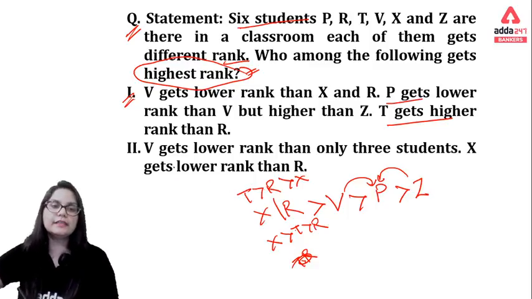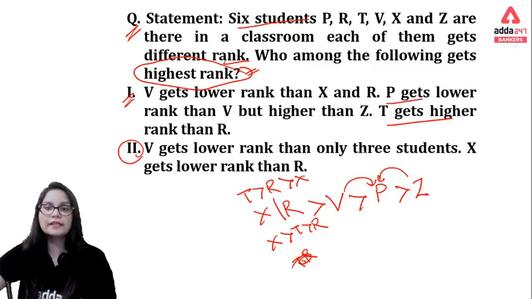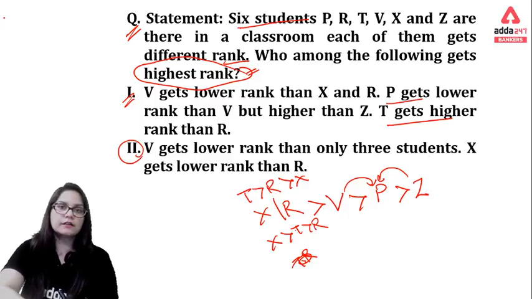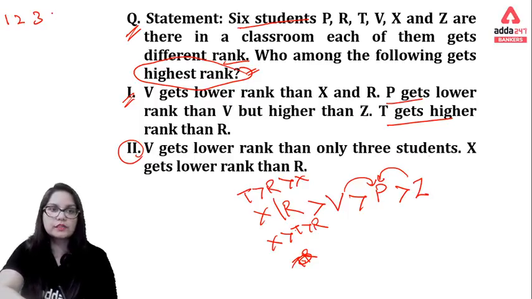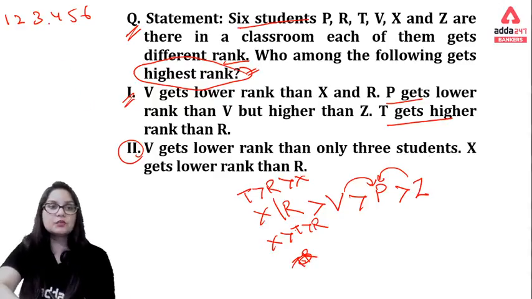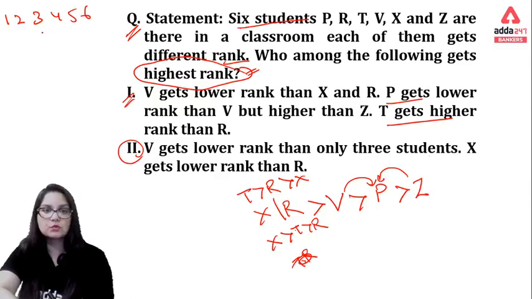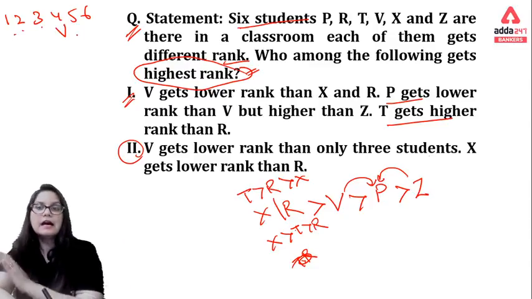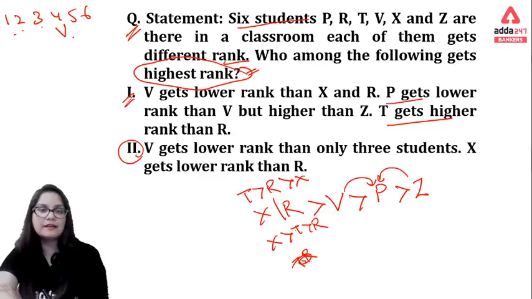Coming to the next one: X gets lower rank than only 3 students. There are only 1, 2, 3, 4, 5 and 6 students. It is saying that X gets lower marks than only 1, 2 and 3 students, that means we will be here. And X gets lower than R.